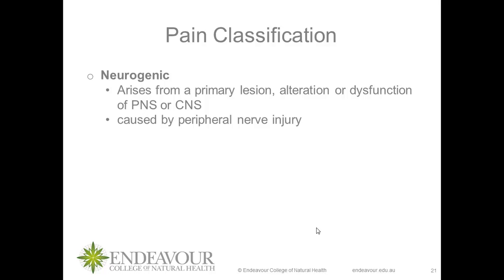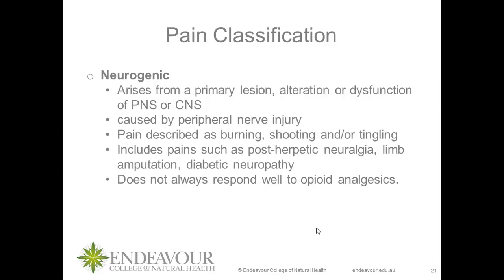There's also neurogenic pain, where there is a nerve injury. It tends to be a peripheral nerve. There is then dysfunction in that peripheral nerve, but it could also be a CNS nerve, as we'll see, that produces that neurogenic pain. These neurogenic pains tend to be described by your clients as burning, shooting, or tingling pain.